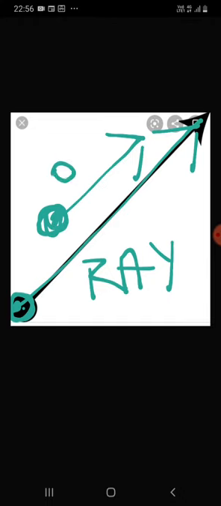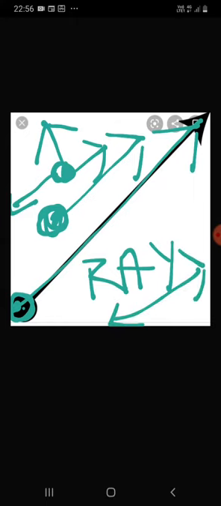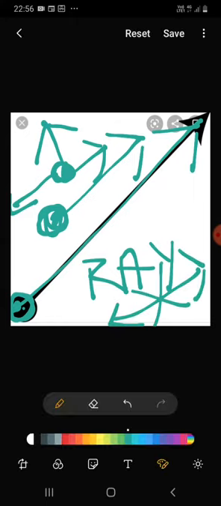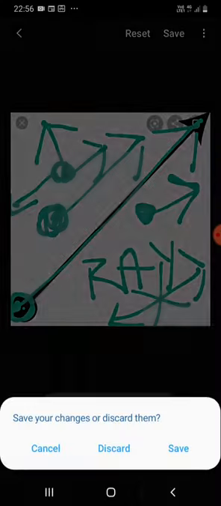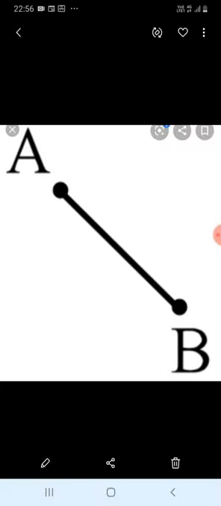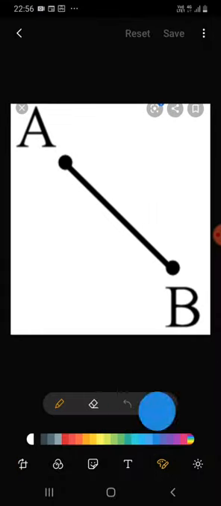For your reference, the rays can be in any direction. But do remember, you can't make a ray like this. This is a wrong ray. It must have a point and something like this. So hopping on to another topic, this is known as a line segment. So we come to know that line segments and everything is combined only.